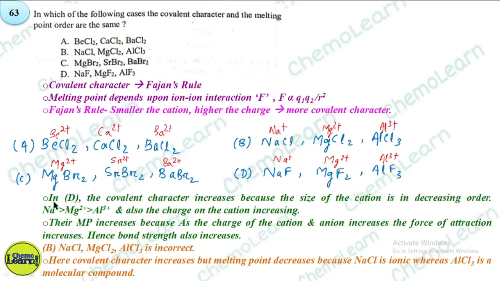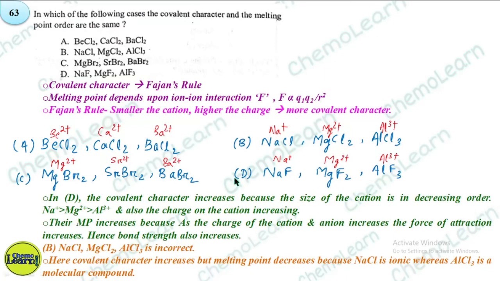In option D, the covalent character increases. Why? Because here charge is increasing and size is decreasing. So size is decreasing, that means covalent character is increasing. And the melting point also increases, because as the charge of the cation and anion increases, force of attraction increases. So bond strength increases and melting point increases.